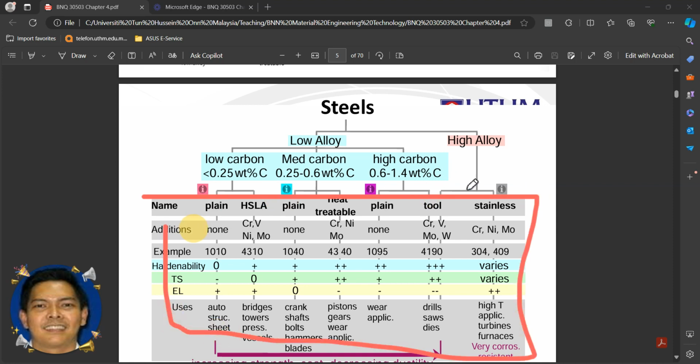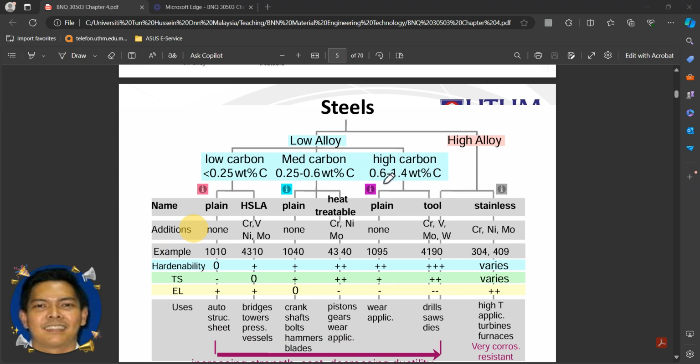So these categories will give you the exact definition and/or exact application of where this type of carbon steel is being used, and in what application. For example, low carbon steel is used in automotive and also in construction. It can also be used in bridges, building towers, pressurized conditions, and also in vessels.